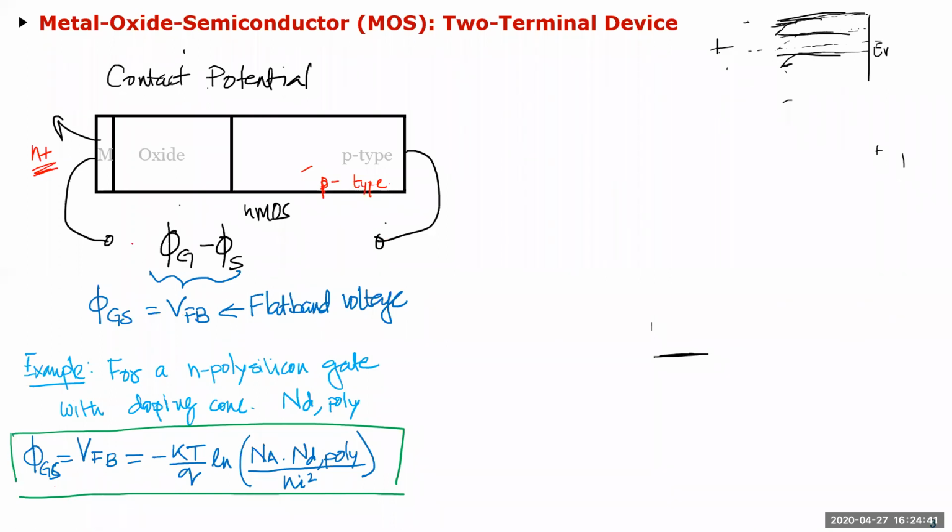So yeah, if you want to find out the contact potential difference between this metal, which is, let's say, the N plus polysilicon, doped with some dopant concentration ND, and your P type is doped with NA, then the contact potential or the flat band voltage is given by this expression, which you can probably recognize. It's the same as the built-in potential of a PN junction, right? Okay, so that's the one which we have to overcome, and the value which we have to overcome is this quantity phi_MS. So that is equal to V_FB.